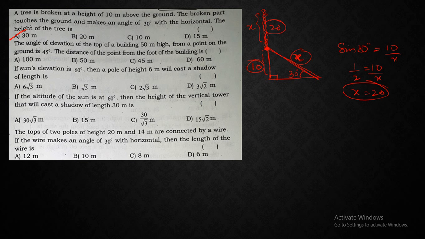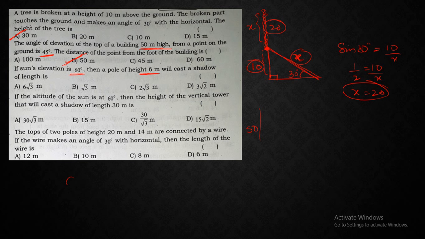Next, the angle of elevation of the top of a 50 meters high building. So there is a 50 meters high building. From a point on the ground, the angle is 45 degrees. 45 degrees means simply you need to understand height is equal to distance. The distance of the point from the foot of the building is 50 meters. So no need of doing anything, right? If the sun's elevation is 60 degrees, then a pole of height 6 meters casts a shadow of.